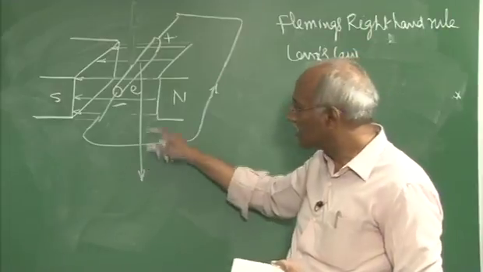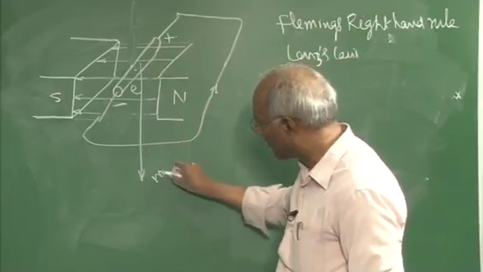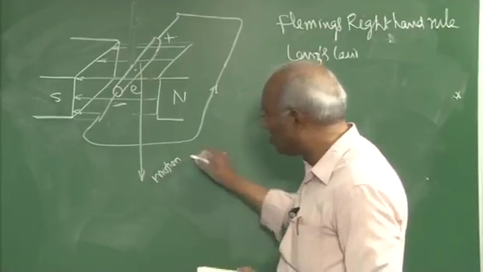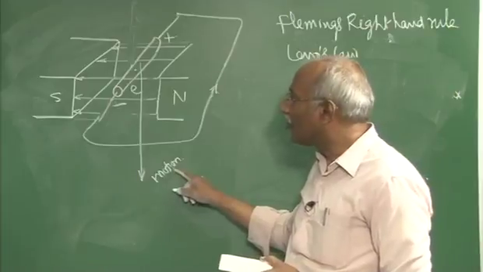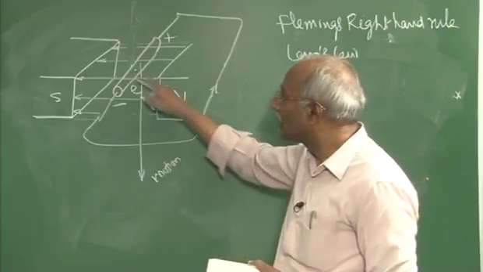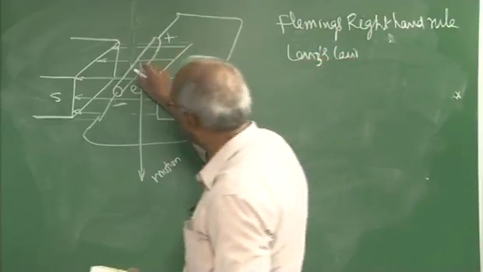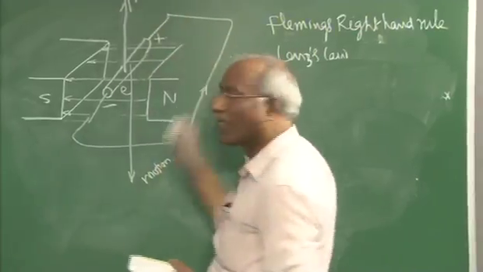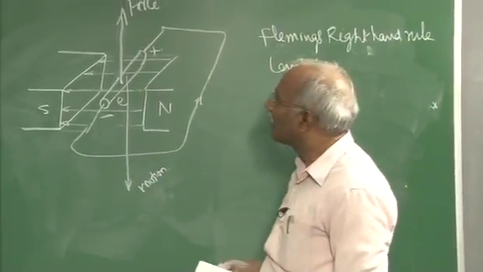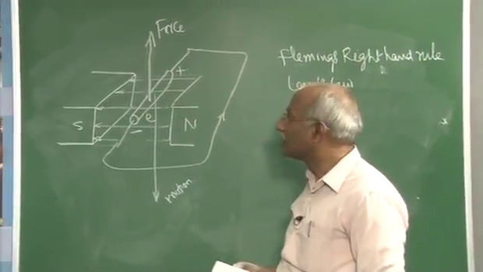What's the cause? The cause for the EMF induced in the conductor is the motion. So this motion must be opposed. In order to oppose this motion, what should be the direction of the current in this conductor? The force must be in this direction. This must be the opposing force. In order that the opposing force be like this, what should be the direction of the current in the conductor?